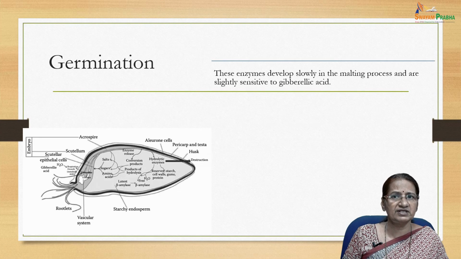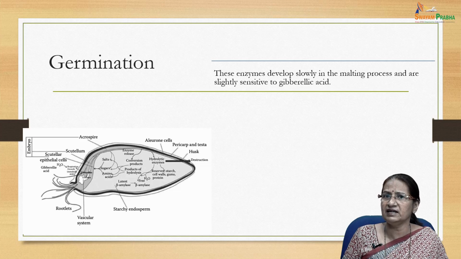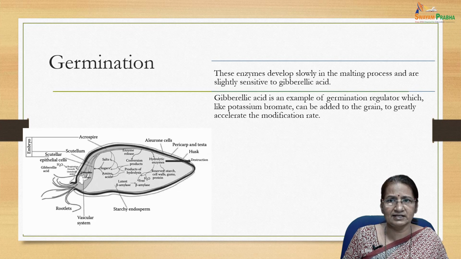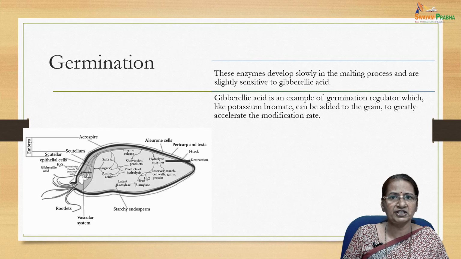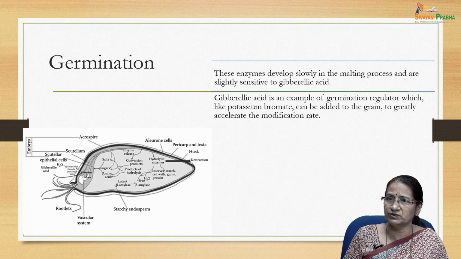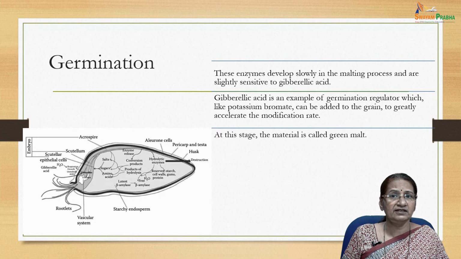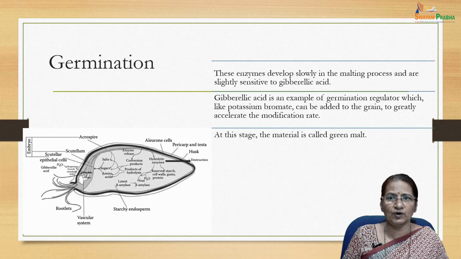These enzymes develop slowly in the malting process and are slightly sensitive to gibberellic acid. Gibberellic acid is an example of a germination regulator, which, like potassium bromate, can be added to the grain to greatly accelerate the modification rate. At this stage, the material is called green malt.